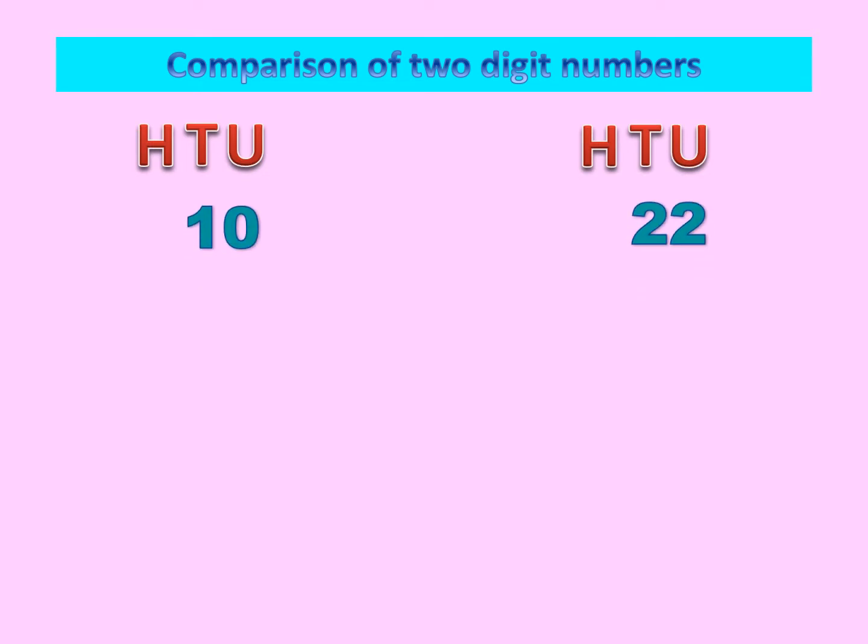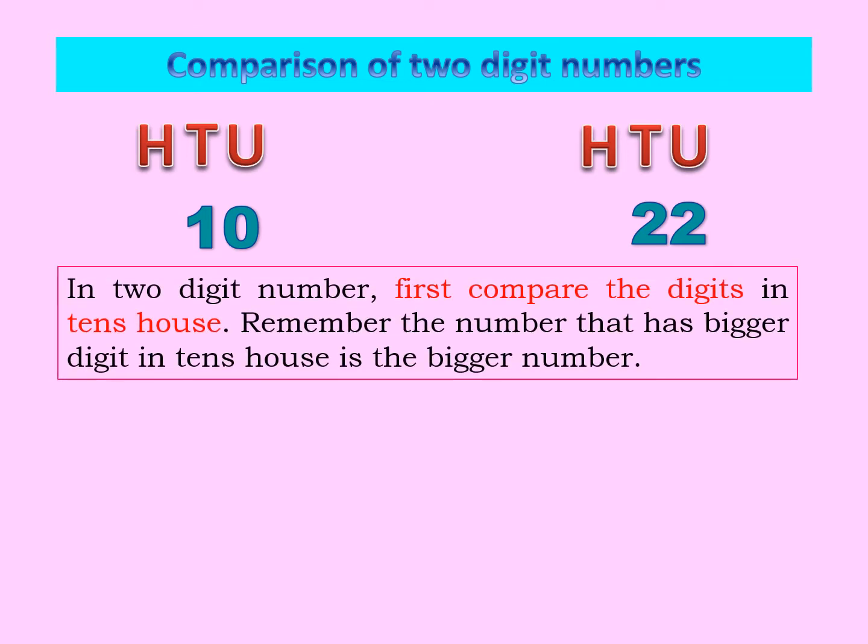10 and 22. In two-digit numbers, we have to compare the digits in tens house. Remember children, the number that has bigger digit in tens place or tens house is the bigger number. Here, 1 is the tens place digit. In 22, 2 is the tens place digit. 2 is bigger than 1, or we can say 1 is smaller or less than 2. Therefore, 10 is smaller than 22.